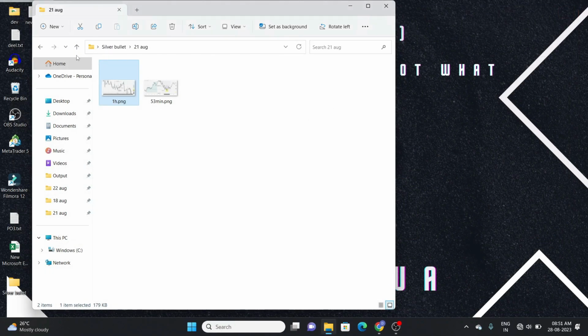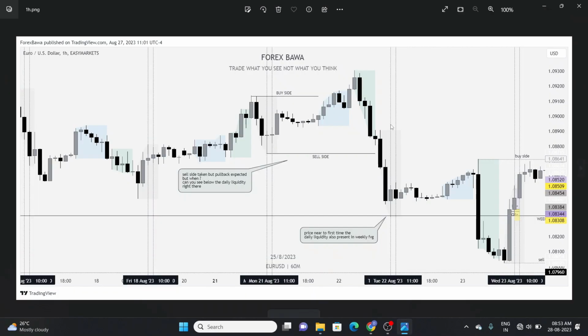So moving to the next trade, 22 August. In the higher time frame, what we see here is buy side taken, sell side taken, here also sell side taken, and now price is near, for the first time, to the daily liquidity, also present in a fair value gap. If you see here, this is the daily liquidity, the market tapped, and we are already in a weekly fair value gap.